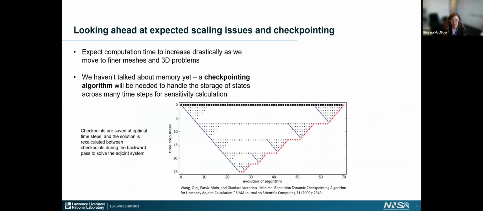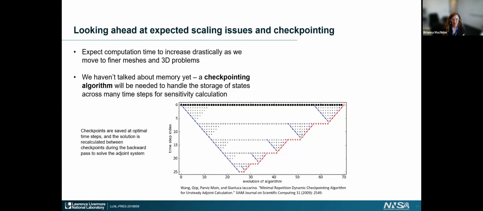And finally, to finish up here, I had mentioned that one of the potential limiting factors that we might be running into soon is memory. So we haven't run into this yet, but as we now have all these things implemented and working, we're expecting, as we add more, move to finer meshes and move to 3D, that we're going to start running into more issues with the computations taking longer, and in addition, the memory that is required to store the intermediate states might get a little bit unwieldy.